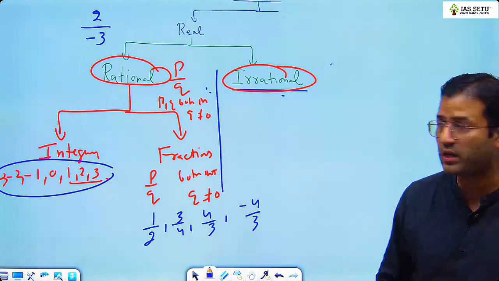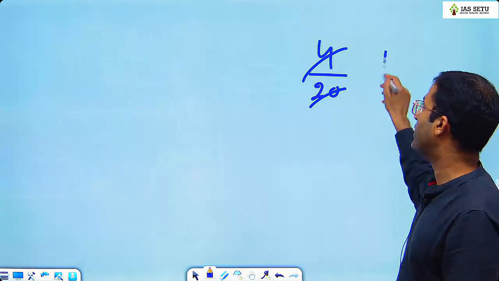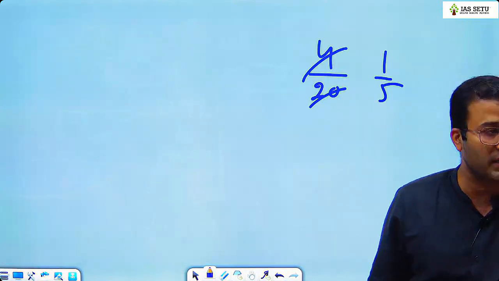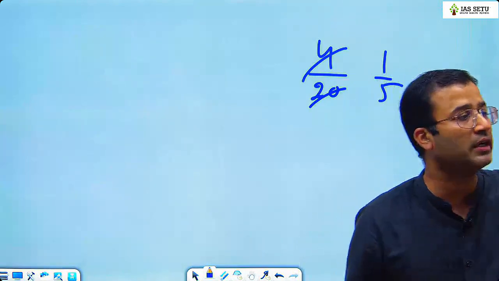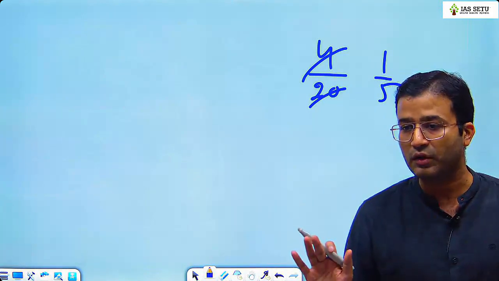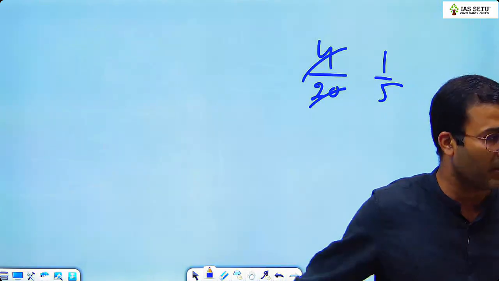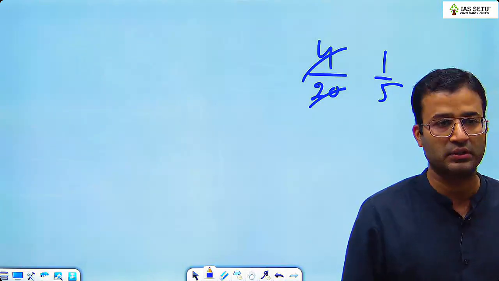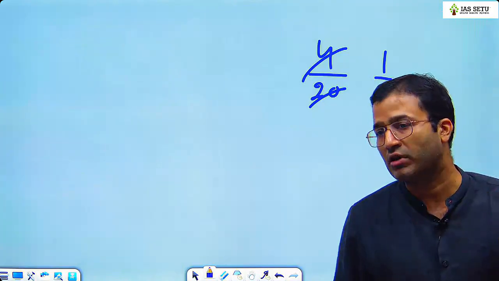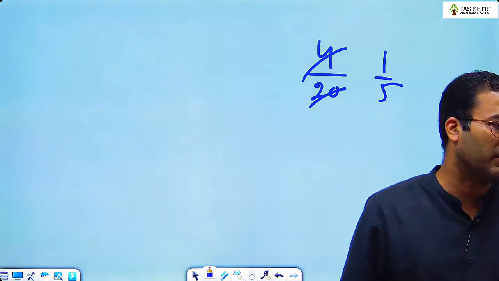Yes, that is fine. In 4/20 there is no problem. When you simplify, it is 1/5. Numerator can be 1. Denominator cannot be 1. Numerator can be 1, only for denominator we have a condition. It is 1/5, and 1/5 is a fraction. Third doubt is 4/20. If you simplify 4/20, what do you get? 1/5. And what is 1/5? Fraction.